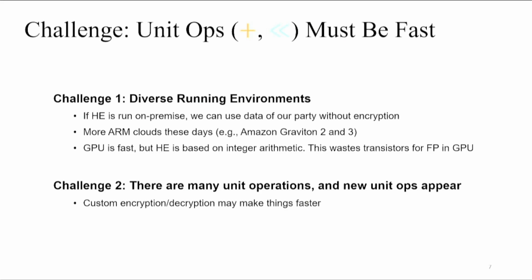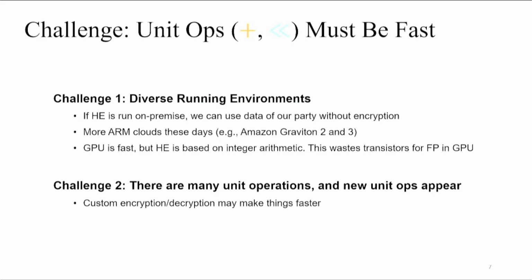Okay, so it seems kind of simple, but there is a real challenge, which is that unit operations are typically slow, so we need to make them fast. But it is hard to make them fast, and there are 2 problems. The first one is that homomorphic encryption is supposed to run on diverse running environments. First of all, if it is run on-premise, then we can use the data of our party without encryption, because we don't need to encrypt the data of ourselves.